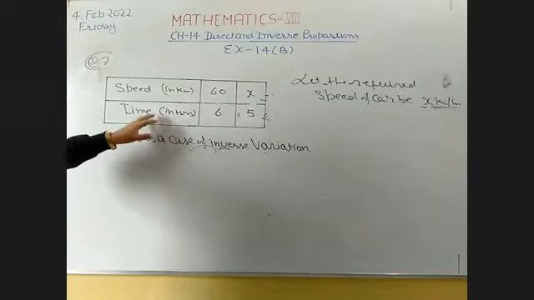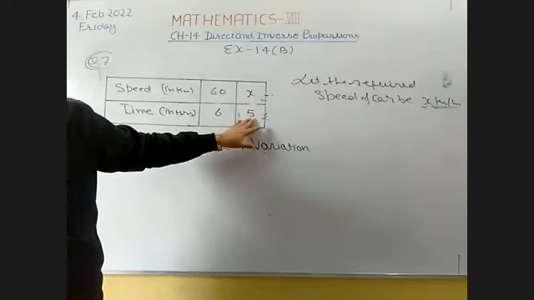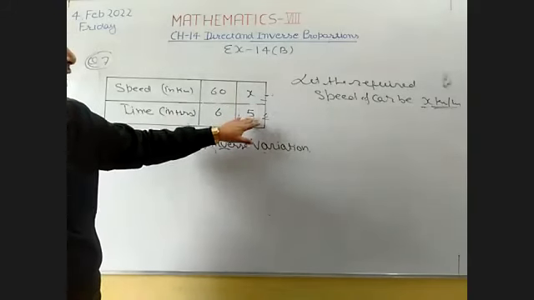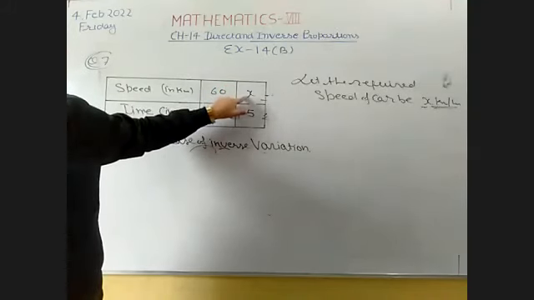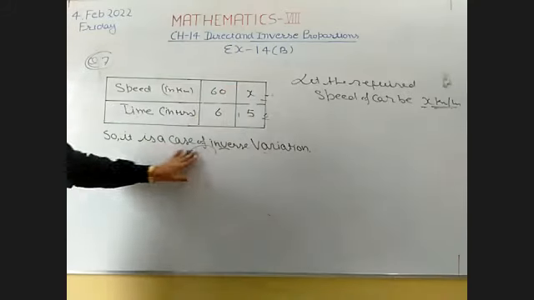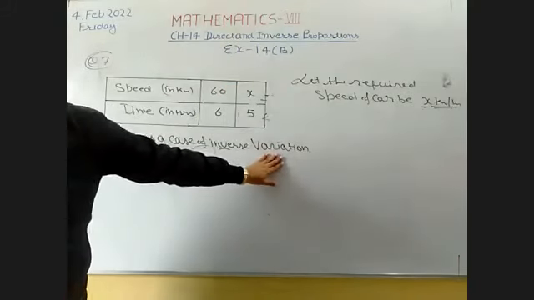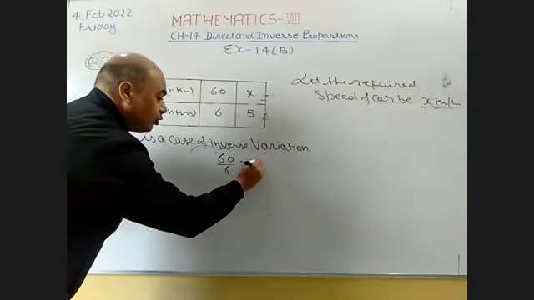But in this case, I want to reach my destination in less time. For reaching my destination in less time, I require to increase my speed. So time is going to be less and speed is going to be increased. So this is the case of inverse variation. Okay. So now write the equation: 60 into 6 equals x into 5.